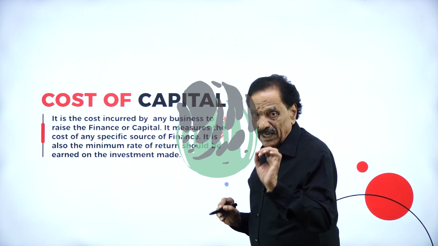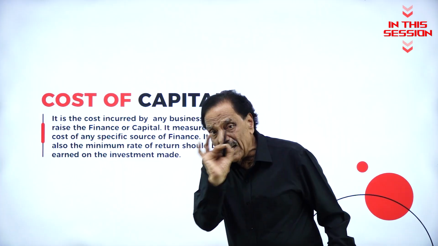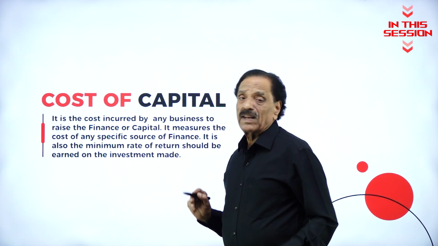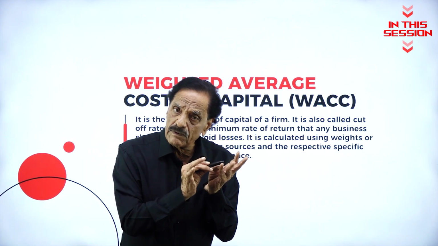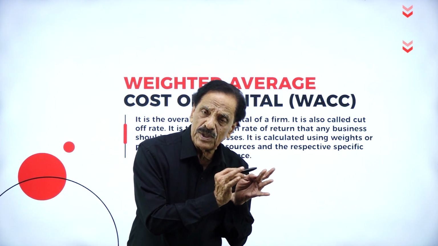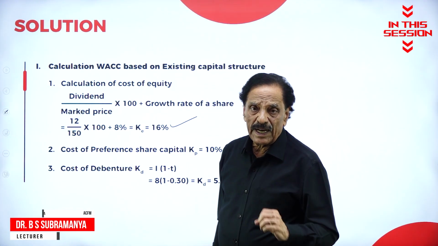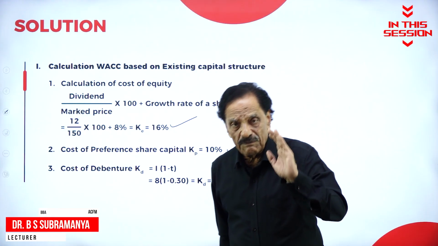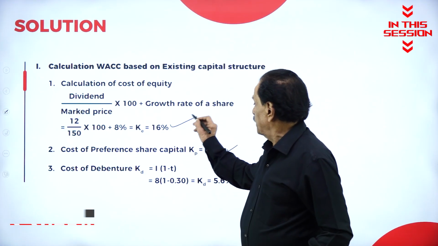The cost incurred, actually cost incurred by any business to raise the finance or capital. Which are the four items? One is equity share capital, number two preference share capital, number three debenture, number four retained earning. So cost of equity, how to calculate? First is dividend divided by market price of the share into 100 plus growth rate.